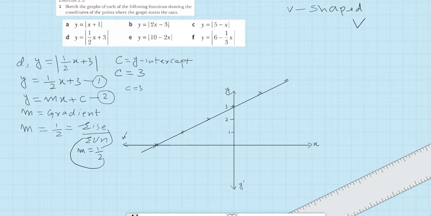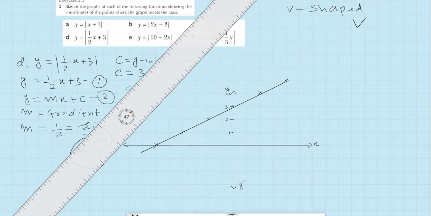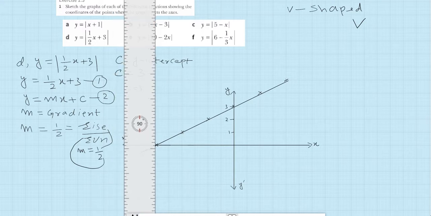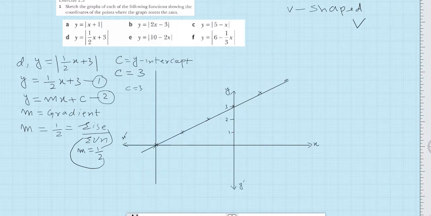How to draw this V-shaped graph? Just consider the point where the line cuts the x-axis. This is the point where the line cuts the x-axis. So first we have to draw a vertical line which passes through this point. Again we will take the help of our scale. Draw a straight line. This straight line is called a mirror line.